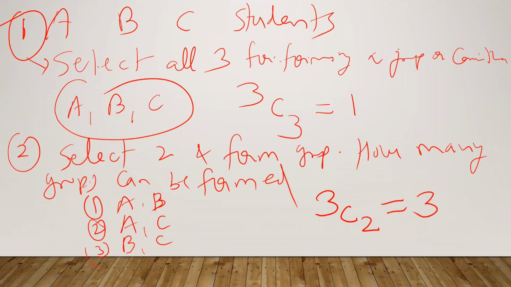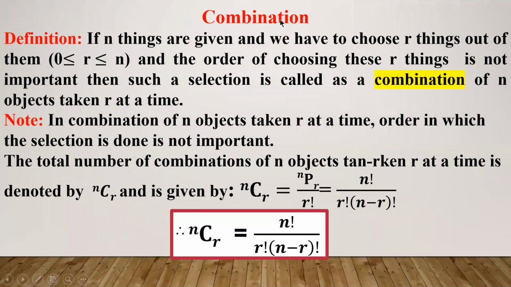So I hope you have understood the concept of combination. In combination, what we do is, out of certain objects or things or people, we select a few and form a group or committee. Order is not important. And the number of such groups and committees formed is called the number of combinations of, say, 3 objects taken 3 at a time, or 3 objects taken 2 at a time, and so on. So I have defined here what a combination is.